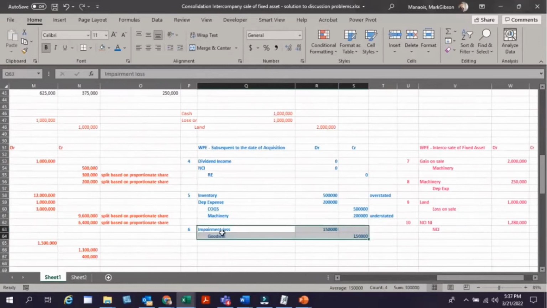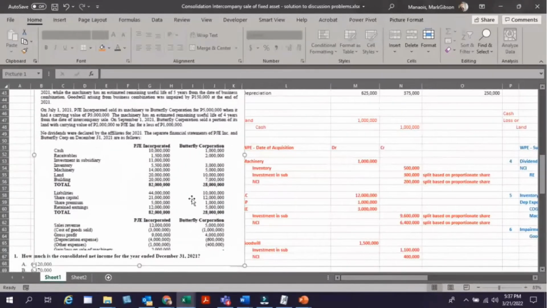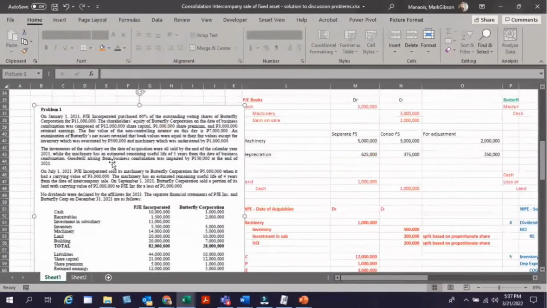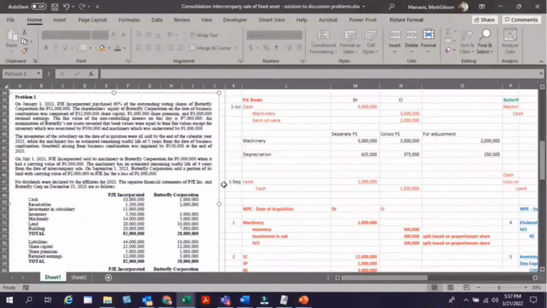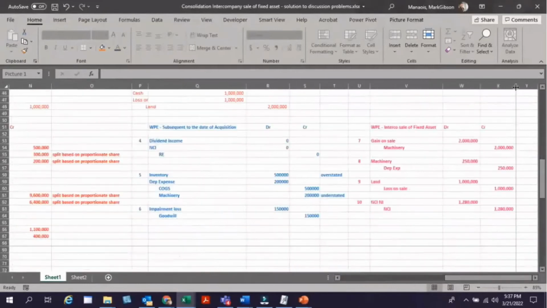Entry number 6 on the impairment. So debit impairment loss 150,000, credit goodwill. Again, this is given naman. So nakalagay diyan, Goodwill arising from business combination was impaired by 150,000 at the end of the year. And finally, ito yung topic natin for today. What are the working paper entries on the intercompany sale of fixed assets?